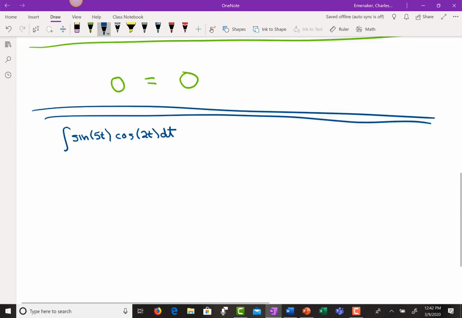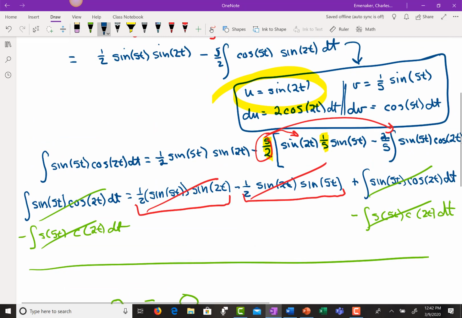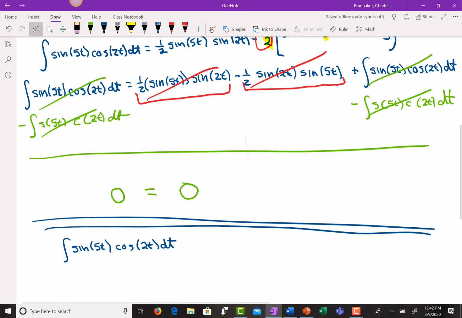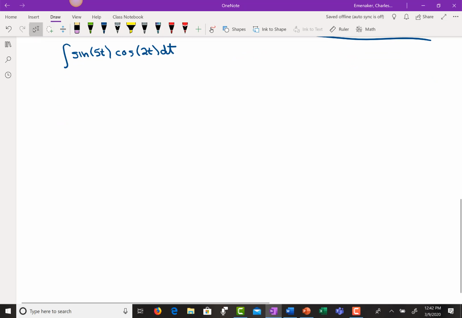When we did our first assignment and got things all done, we ended up with... let's see, let's just do it all over. Let's say we start out with u equal to the cosine of 2t. That means dv is going to be the sine of 5t dt. Du is going to be a negative 2 times the sine of 2t dt.